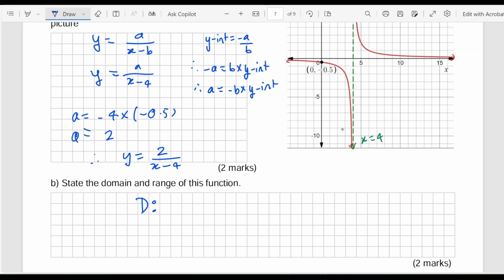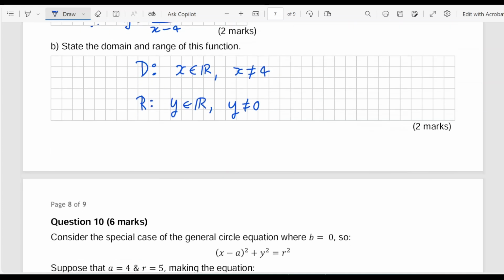Domain of this function. So the domain should be x can be anything except for 4. And for the range, y can be anything except for 0, because those are the two asymptotes there.